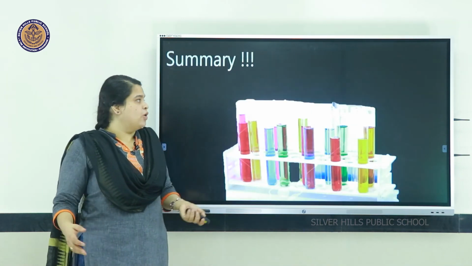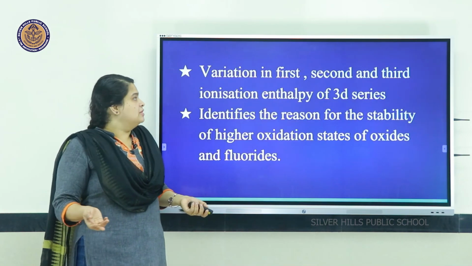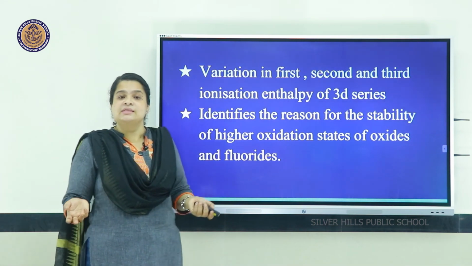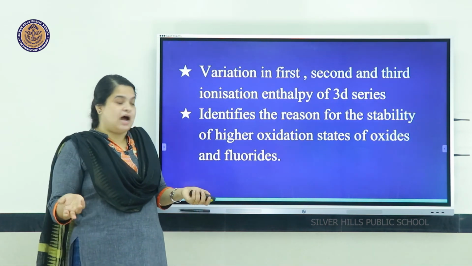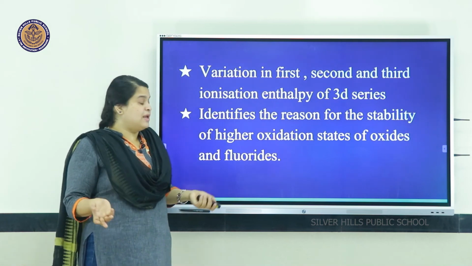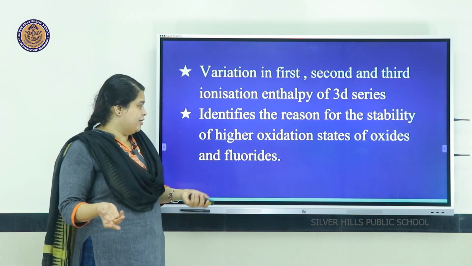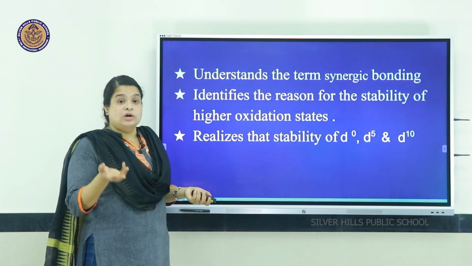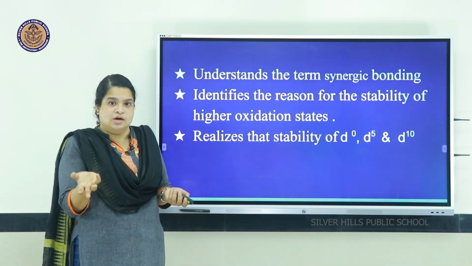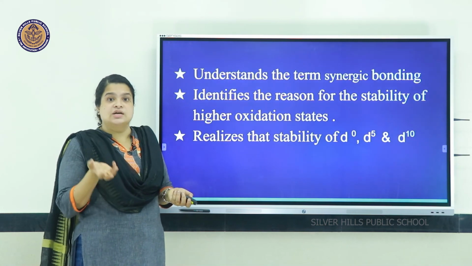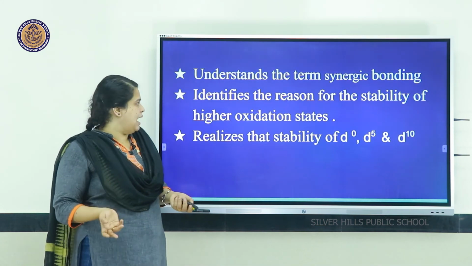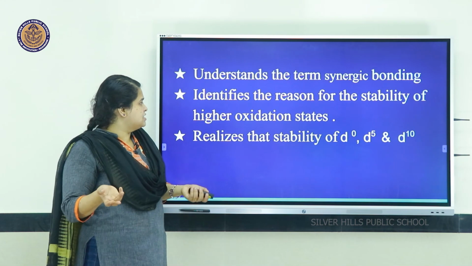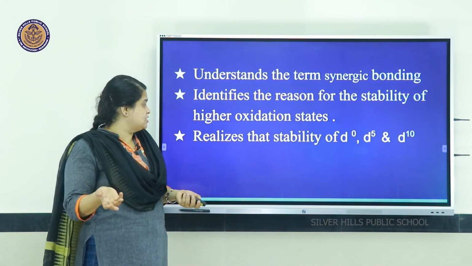So we will just see what are the things we have discussed today. The main points are, we have explained the first, second, third ionization enthalpies. We have explained the reason for the stability of higher oxidation state of the oxides and fluorides. We understand what is synergic bonding. That's a new term. It's a synergic effect or synergic bonding, or even you can call it back bonding. We identified the reason for the stability of higher oxidation state.